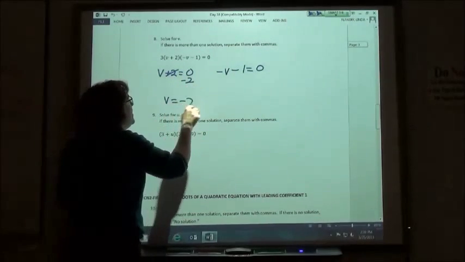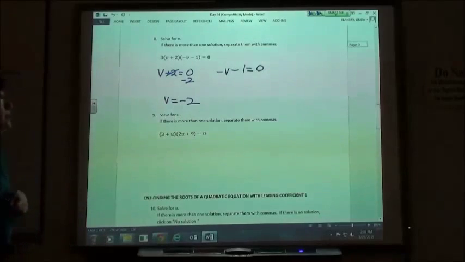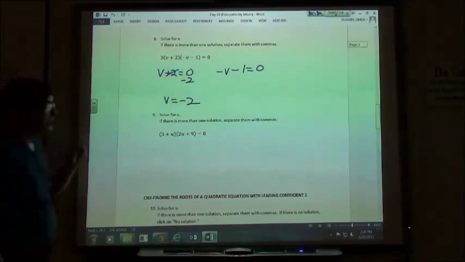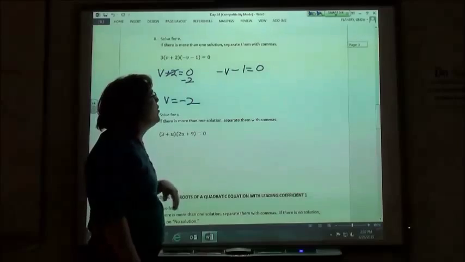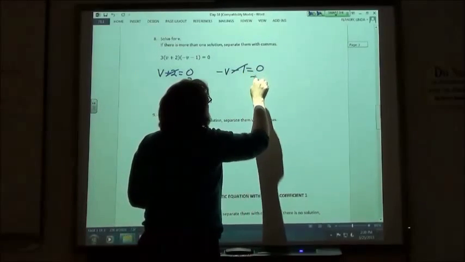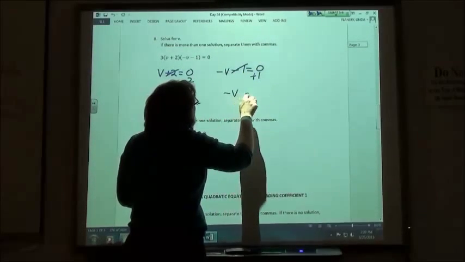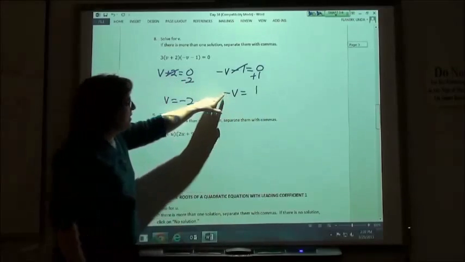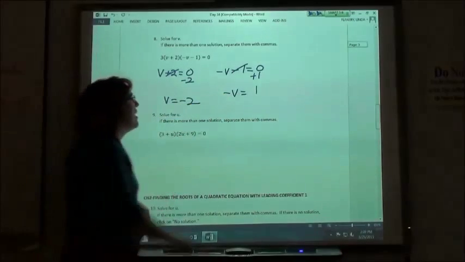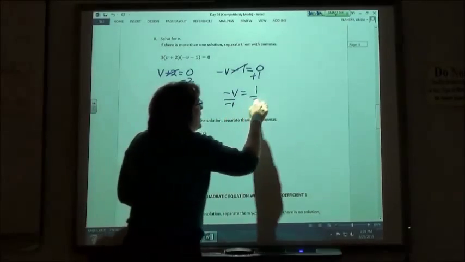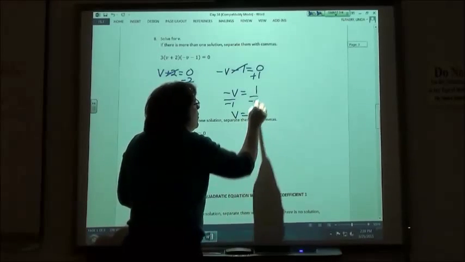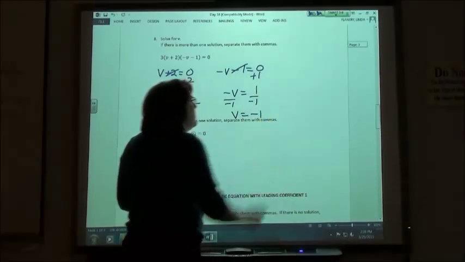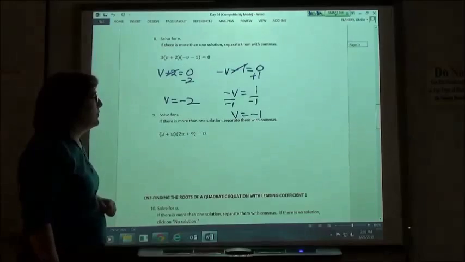v equals negative 2. Now on the next one, couple different ways you can solve it. If we solve it our normal way, we say, oh, I got to plus my 1, so negative v equals 1, but then I have to remember to get rid of the negative side. I'm dividing by negative 1. 1 divided by negative 1 gives me negative 1 for my answer.